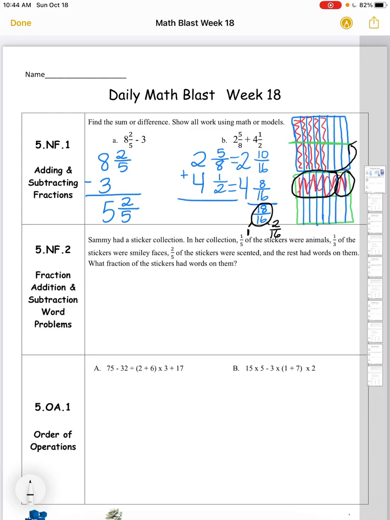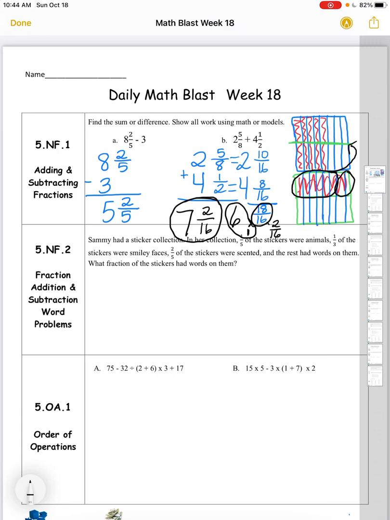Now, when I look at my wholes, I have 2 and 4 that I'm adding together. So I would have 6. So let's put this 6 and this 1 whole together, and I end up with 7, and I have 2/16 as the fractional part. So the answer, the sum, is 7 2/16.